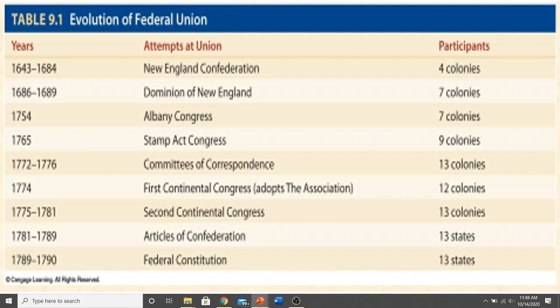So here's a list of all the different times that America had been organized into one specific union. You can look at that at your leisure. It's not the most exciting chart, but it does show you that we had slowly developed more and more unity over time, ending with the final federal constitution. But you'll notice we do have a system of government, the Articles of Confederation, before we get to what is today our government, the Constitution.